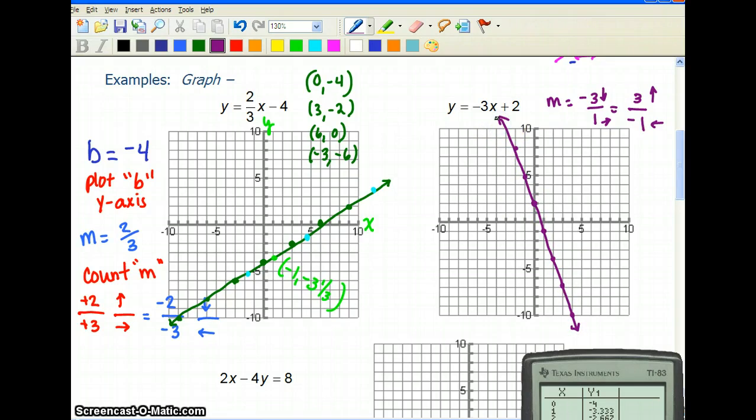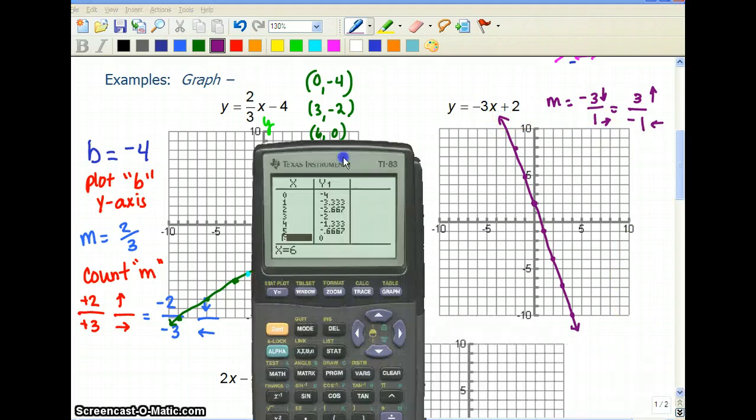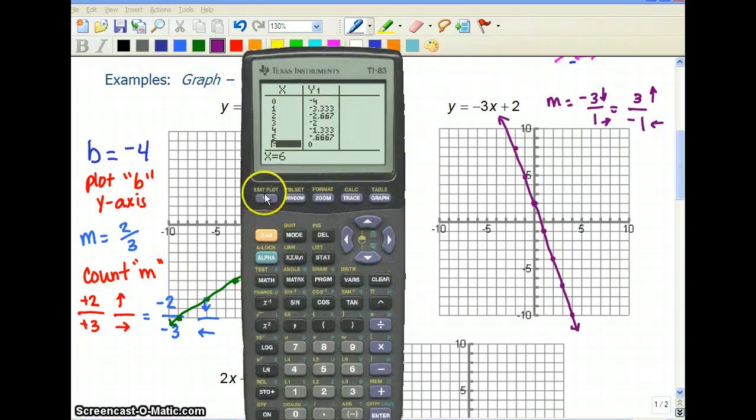Okay, now that is much faster for me than grabbing my calculator, going to y equals, hitting clear, typing -3x plus 2, graphing it, then going to the table and copying a bunch of these points. You can do that, but if you start copying these points, then you'd have the right answer. You can do that if you want to, but I think this method is faster, and I like the fastest method possible.